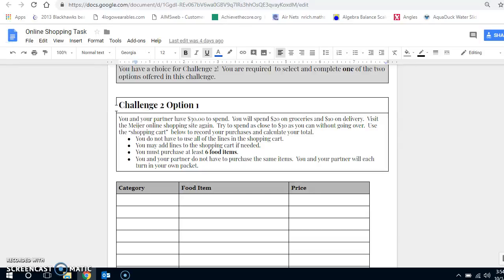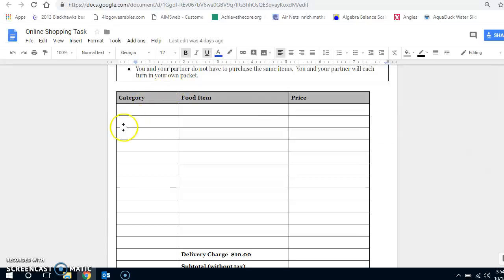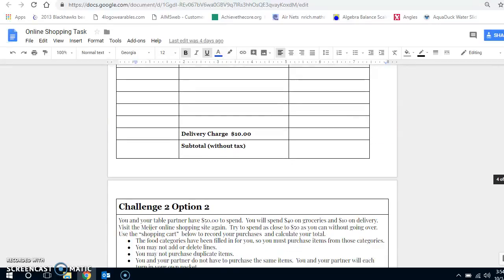You do not have to use all of the lines in the shopping cart. You may add lines to the shopping cart if needed. You must purchase at least 6 food items. You and your partner do not have to purchase the same items. You and your partner will each turn in your own packet. So on this challenge, you can select the category, your food item, and then you would record your price. Include $10 for delivery, and then of course add that up, and that would be your subtotal without tax.